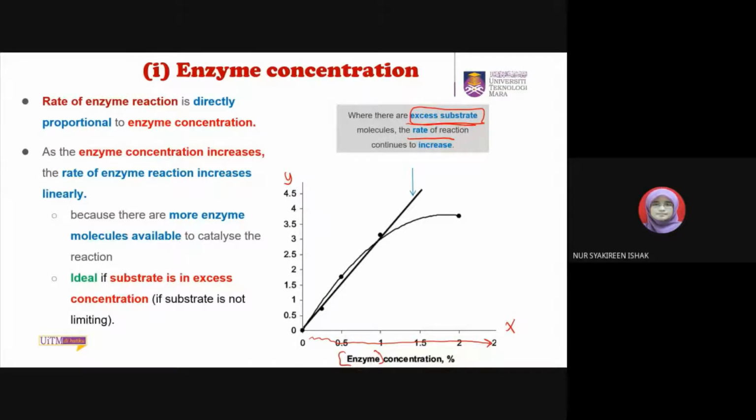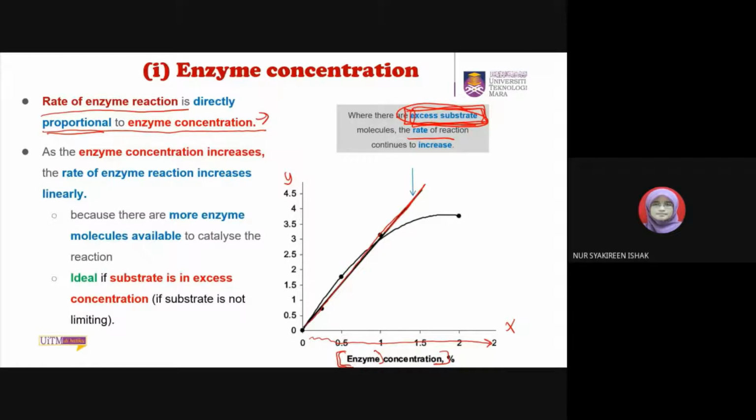the substrate concentration is always increasing, always present in the reaction. So you will find that the rate of enzyme reaction is directly proportional to the enzyme concentration. This is on condition that the substrate is in excess. So for enzyme concentration, the rate of reaction will keep on increasing like this. The rate of reaction is directly proportional to the enzyme concentration if the substrate is in excess.